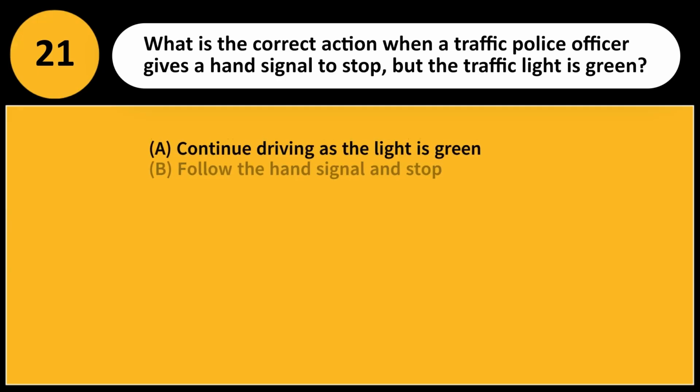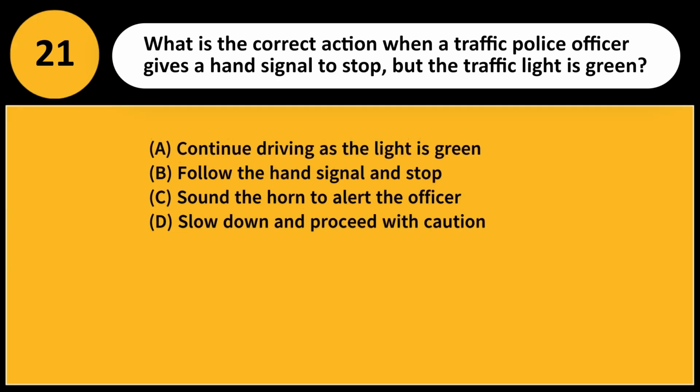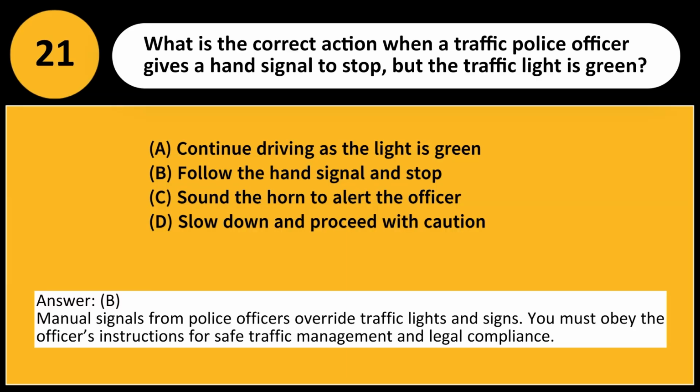What is the correct action when a traffic police officer gives a hand signal to stop, but the traffic light is green? A. Continue driving as the light is green. B. Follow the hand signal and stop. C. Sound the horn to alert the officer. D. Slow down and proceed with caution. Answer: B. Manual signals from police officers override traffic lights and signs. You must obey the officer's instructions for safe traffic management and legal compliance.